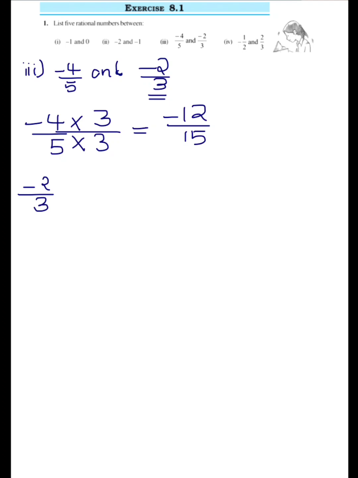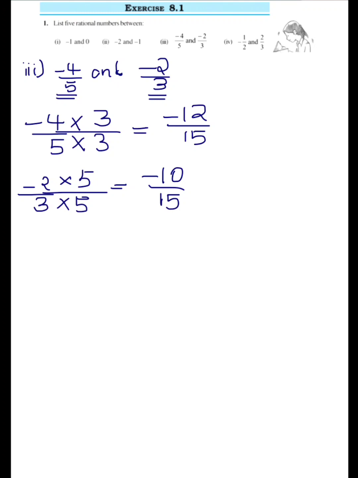Okay. Now for the second one, what you have to do? You have to multiply the second rational number with the denominator of the first, that is 5. Okay, so both sides you have to multiply. In this way you have to make the denominators the same. So here you will get minus 10 by 15.